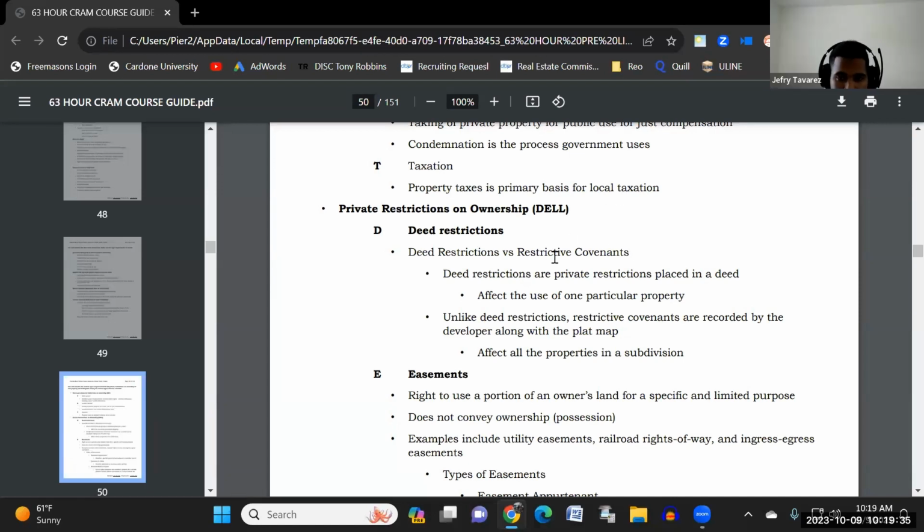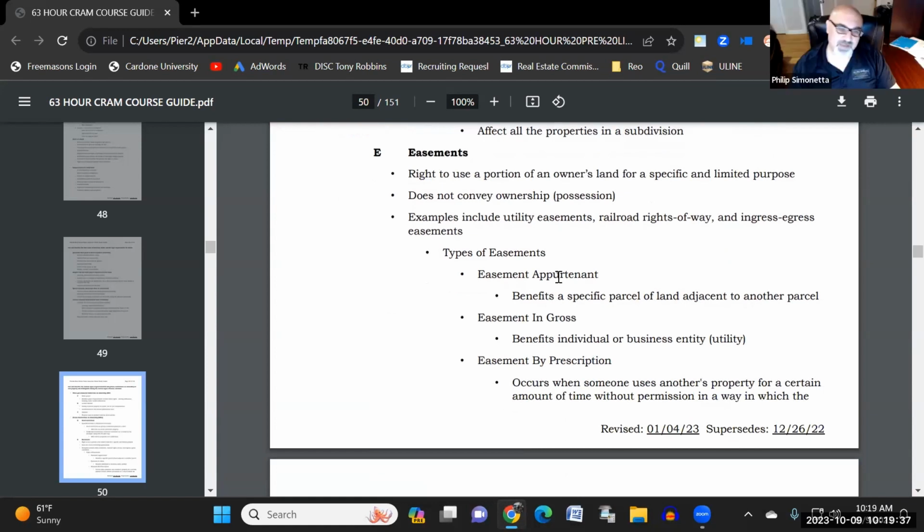Yeah, definitely. Then you have easements, okay? An easement is the right to use a portion of an owner's land for a specific and limited purpose. It does not convey ownership or possession. Examples include utility easements, railroad rights of way, and ingress and egress easements.